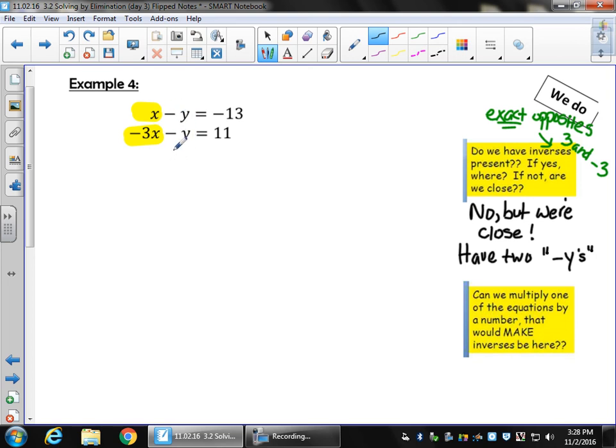Can we use multiplication to get one of these to be positive? We're going to multiply one of these equations all by -1. It does not matter which one you choose. I'm going to choose to multiply the top one. Now the key is that we're multiplying the entire equation by -1. Notice how I put the entire equation in parentheses and a -1 out front. This system will now become -x plus y equals 13.